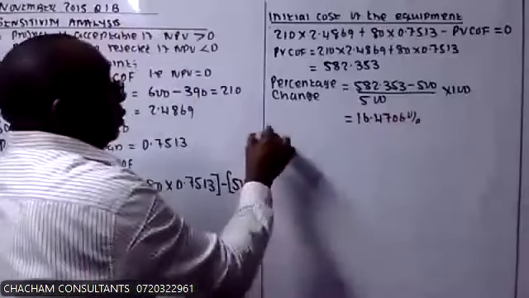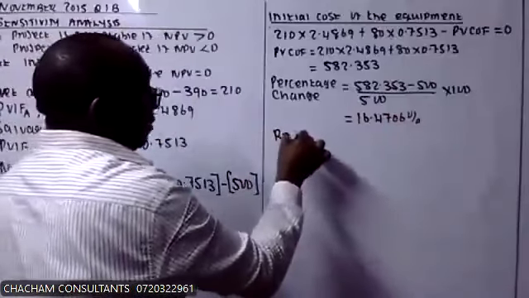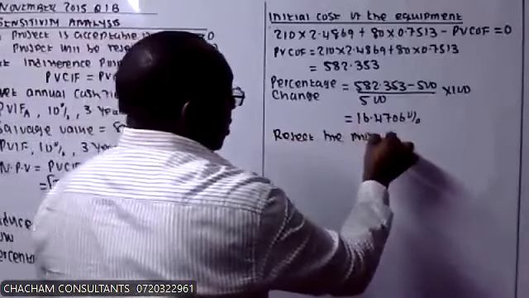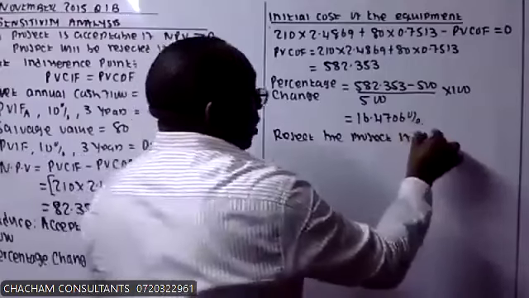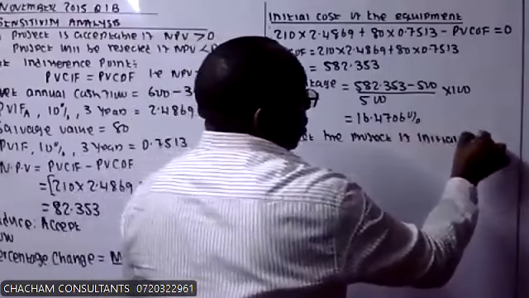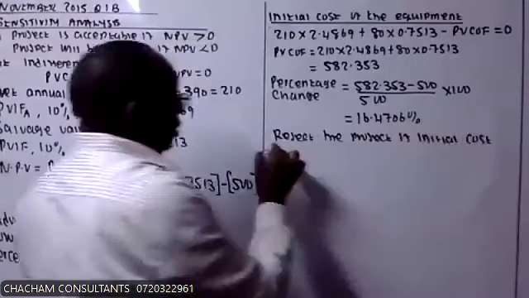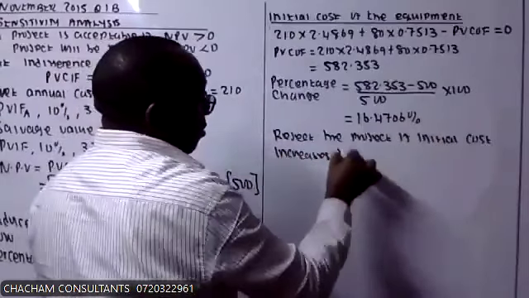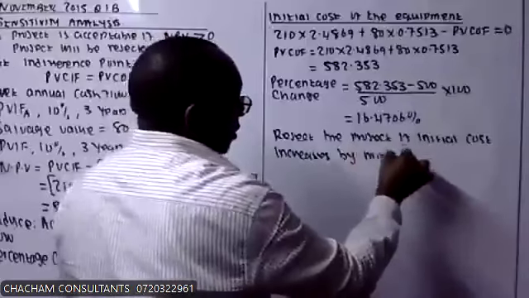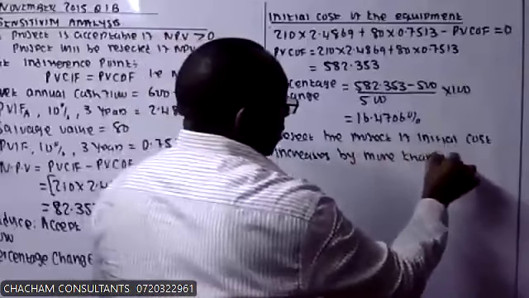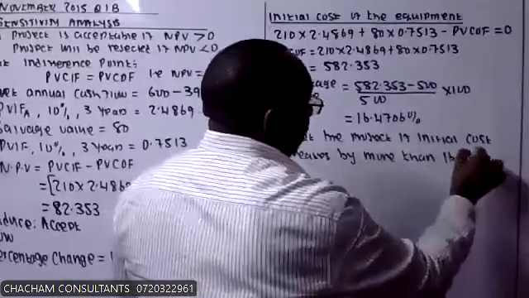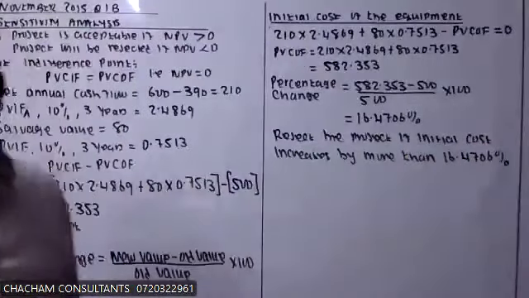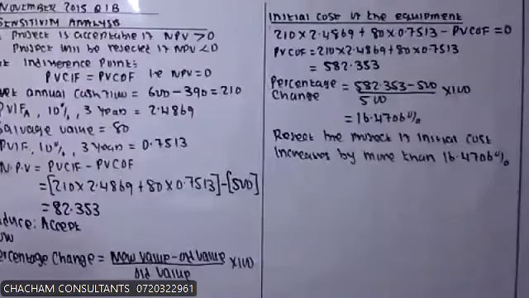So you reject the project if initial costs increase by more than 16.4706%. Yeah, that's when we shall reject that project.